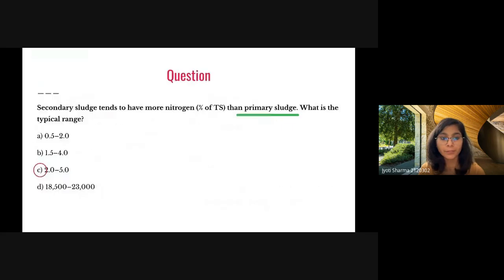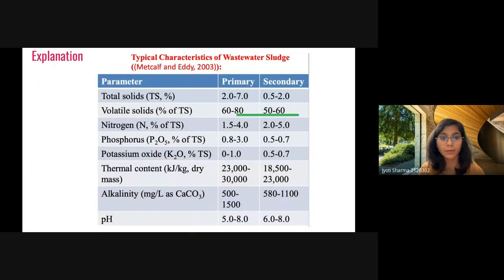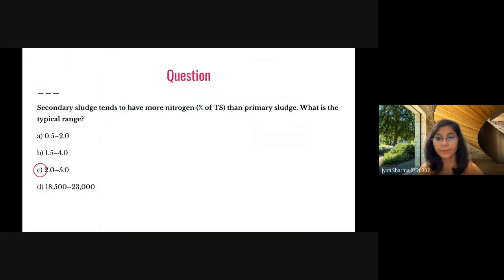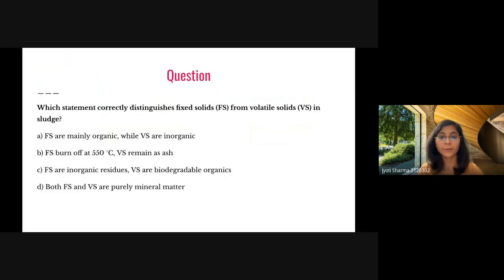Okay, this is what we were talking about here. So if it is a thermal content, then this will be 23,000 to 30,000 in primary, and in secondary it would be the lesser one. Okay.